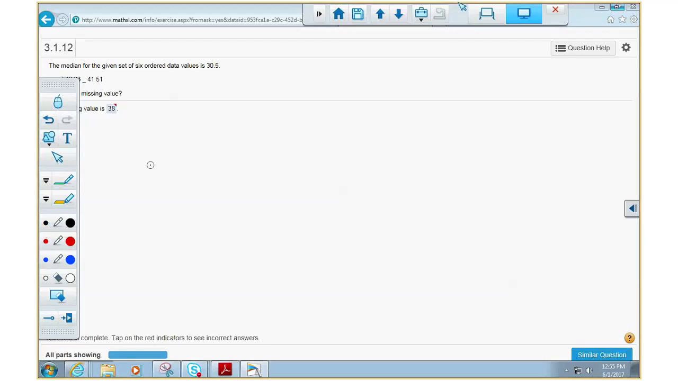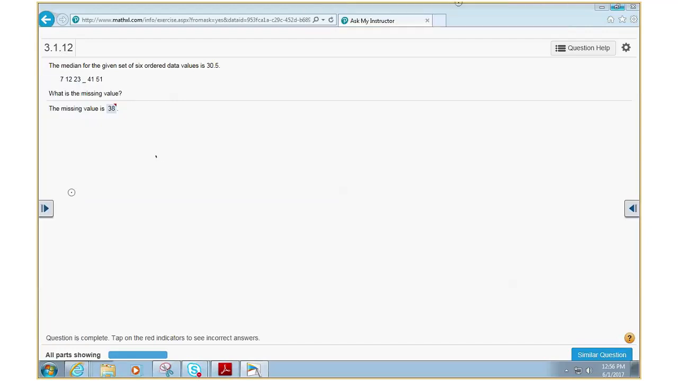So the third number, x sub 3 plus x sub 4, that means the third number plus the fourth number divided by 2 is going to be equal to 30 point what? 5. Okay, now where did I get this? This is the formula for the median with what?